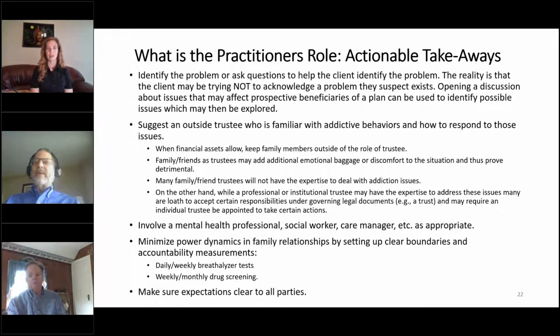The dynamics in the family relationships are critical to address, and setting up boundaries, not just financial boundaries like we've talked about, but whether it be periodic drug testing. And Amanda, why don't you comment a little bit on some of these thoughts, and do take a minute and tell people what you can do, because I don't know that many of the people on the call are even familiar with the kind of services that any company like yours can provide.